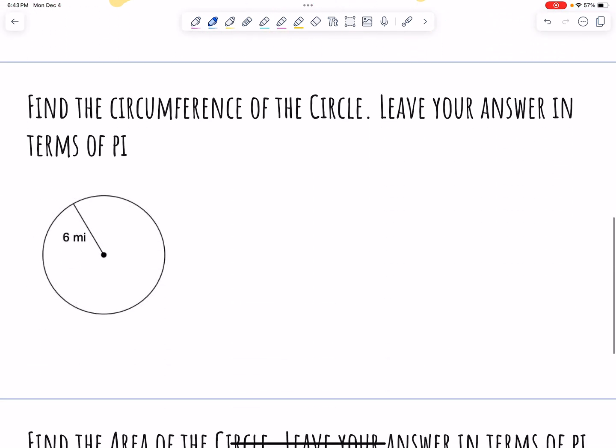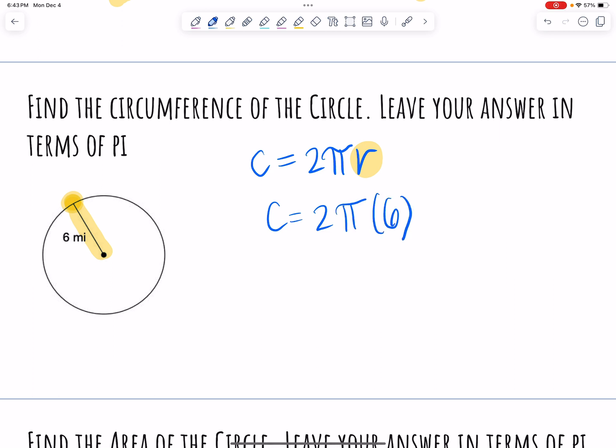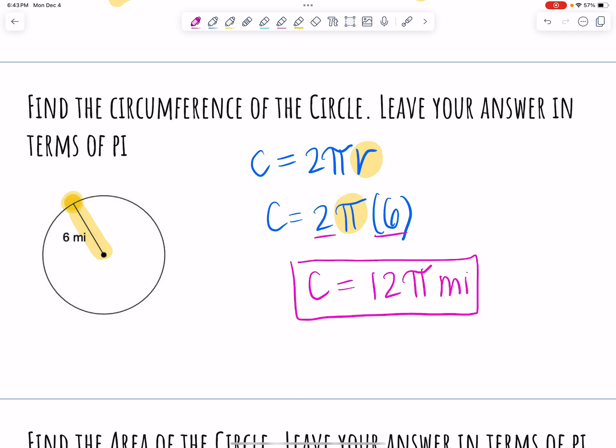Okay, so let's actually do a problem with it. Find the circumference of the circle, leave your answer in terms of pi. Remember, the circumference formula is, twinkle, twinkle, little star, circumference equals 2 pi r, where r is my radius, which is the distance from a point on the circle to the center, which is what we have here. So I'm going to plug in a radius of 6 miles. What it means to leave it in terms of pi is to multiply everything else out and then leave the pi in your answer. So 2 times 6 is going to give me a total of 12 pies. Exactly 12 pi miles total. That is in terms of pi. There is a pi in my answer.